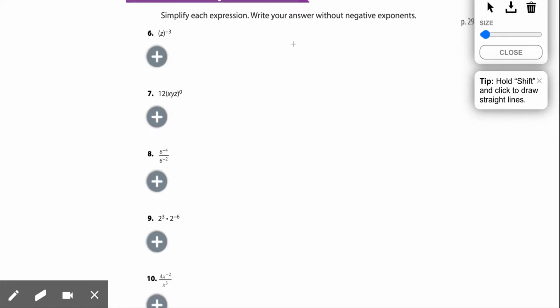Let's see, simplify without negative exponents. Again, take the reciprocal. Z to the negative 3 is going to be 1 over z cubed. 12 times all this is just going to be 12 times 1, because everything to the 0 power is 1, so 12.